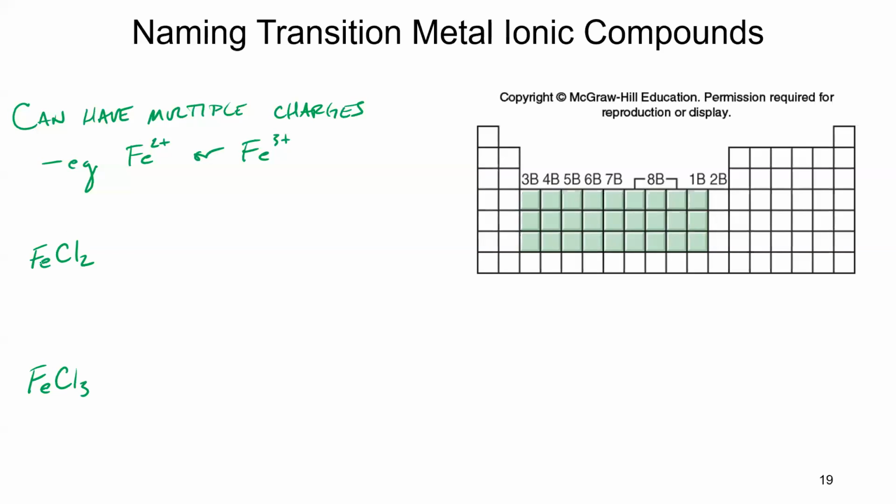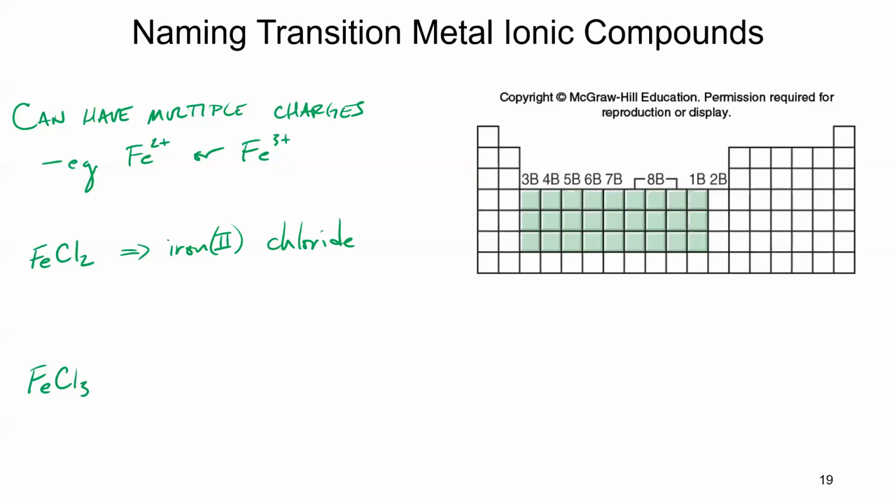If I have FeCl2, what's the charge on that iron? +2. 2+. Absolutely. So if it's FeCl2, then I know that there's 2 positive charges on that iron. The way that we indicate that is with Roman numerals. And so I'm going to write iron, and in parentheses, I'm going to put the charge on the iron. So it's iron(II) chloride. Right?